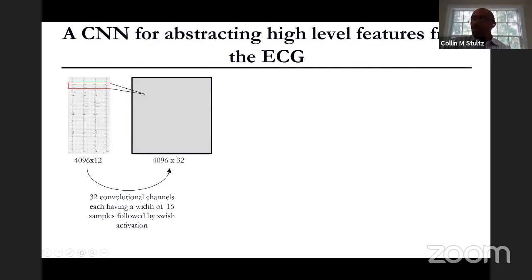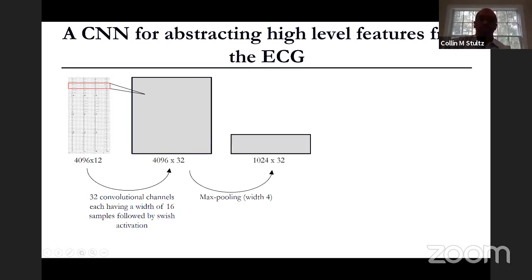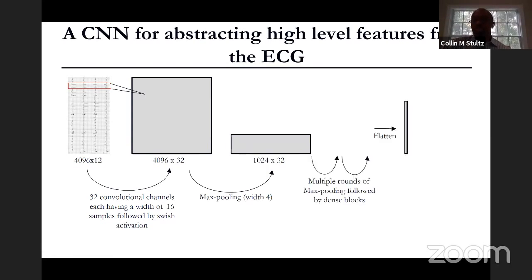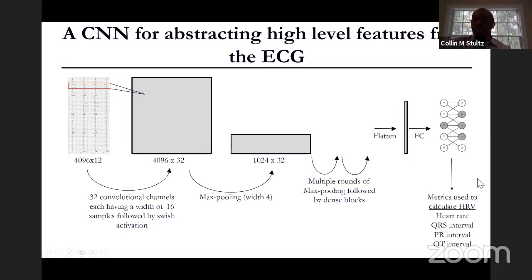So we start out with a general CNN. I'll just go through this briefly. It's a convolutional neural network. It only has one convolutional layer, with 32 channels, and this is just for the sake of completeness. With just one convolutional layer followed by multiple rounds of max pooling and a dense block, we get finally our output, which is related to different metrics that are used for HRV.